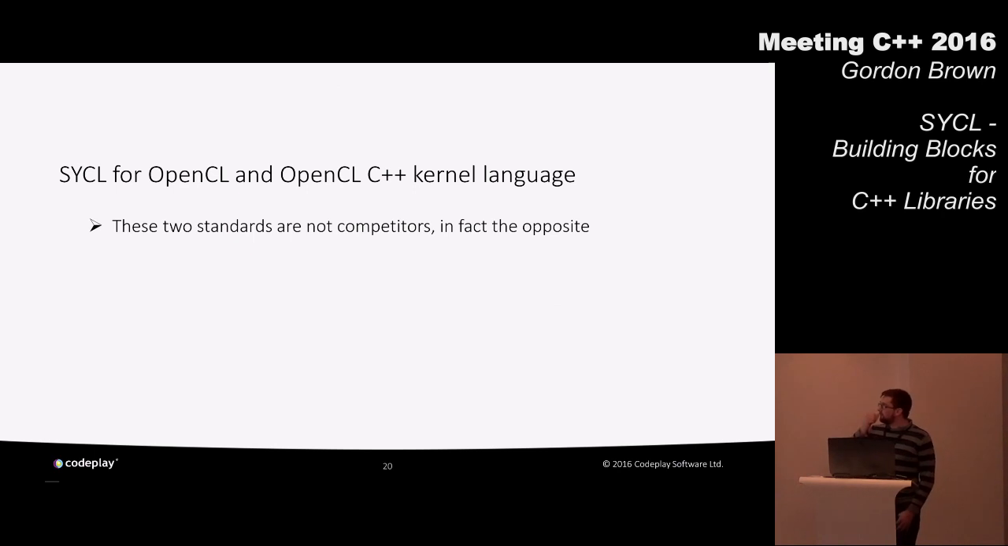Some of you might have also heard of the C++ kernel language. And you might wonder why does Khronos have two standards for C++? And are these competing standards? The answer to that is no, it's actually the opposite. There are two separate standards that have their own use cases, and the Khronos Group are actively trying to converge them together to make them as similar as possible.